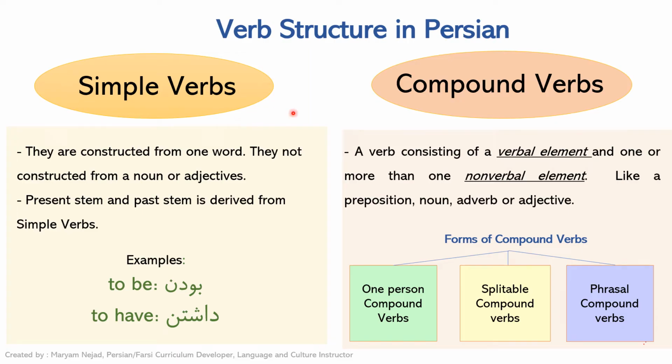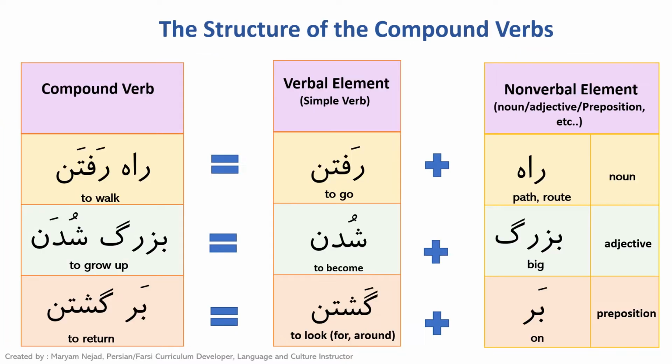We finished the simple verbs. Now we are going to move on to the second group, which are verbs that are called compound verbs. The structure of the compound verbs. Unlike simple verbs that are constructed from only one word, compound verbs are constructed from a non-verbal element, which could either be a noun, an adjective, or a preposition, and then a verbal element, and the verbal element is a simple verb. Let's take a look at three examples here.